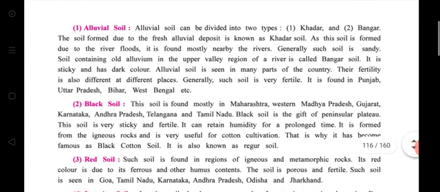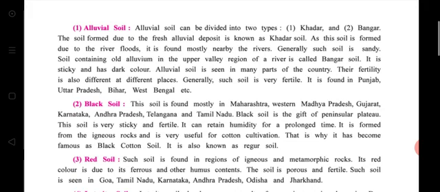Now, see the difference between khadar and bangar. Khadar is formed from fresh alluvial, and bangar is formed from old alluvial. Khadar is also formed due to river floods, and it is mostly nearby rivers. This soil is very sandy. And the bangar soil is sticky and has a dark color.